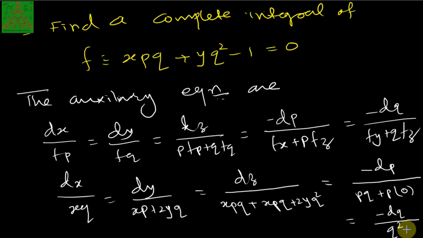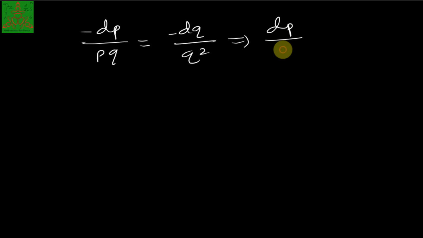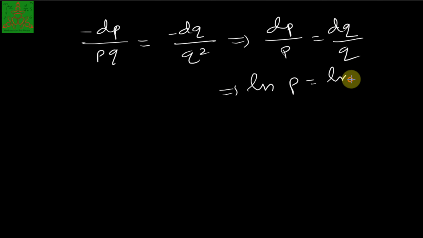So finally, if I compare the last two equations here, that will lead to minus dp upon pq is equal to minus dq upon q square. Just observe that q will get cancelled out and the minus sign is gone. That will give you dp upon p is equal to dq upon q. So that will give me ln of p is equal to ln of q plus ln of a. So that will give me p equal to a into q.